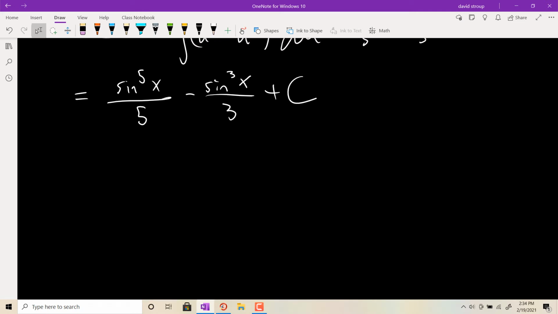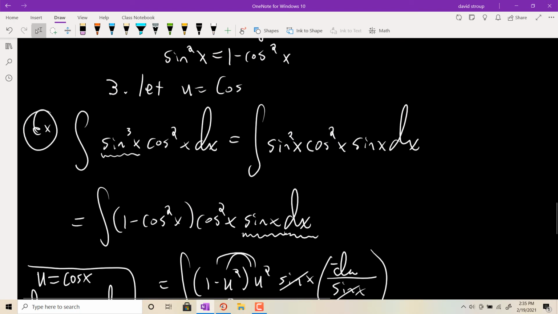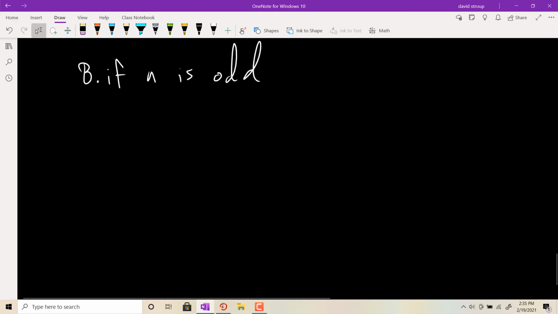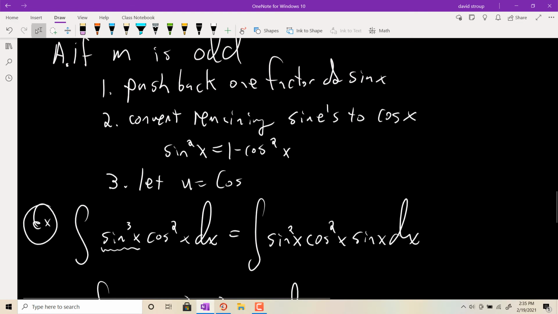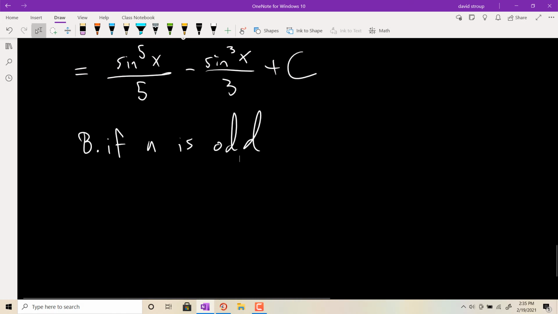Let's see what else. So that's the first program that you have to follow. If m is odd, do that. If n is odd, you would check them in order. Both of them could potentially be odd, right? You could have sine cubed and cosine cubed, and you could still use this method on that version. But if it turns out that sine has an even power and cosine is odd, in other words, if n as in nano is odd, then you can follow this program and it'll work.